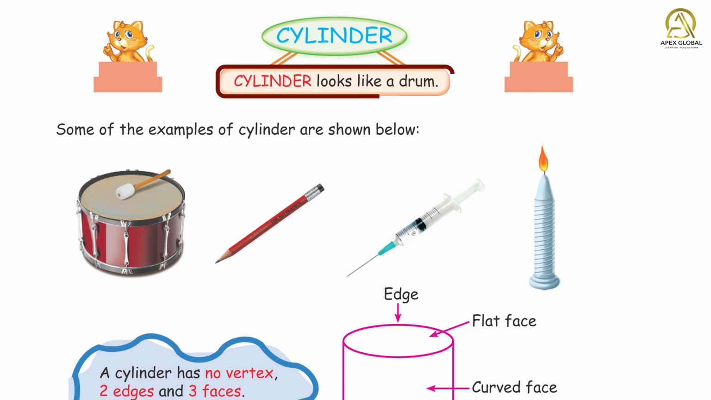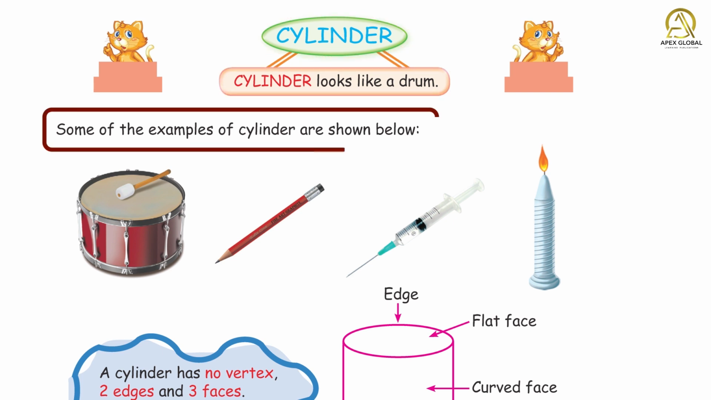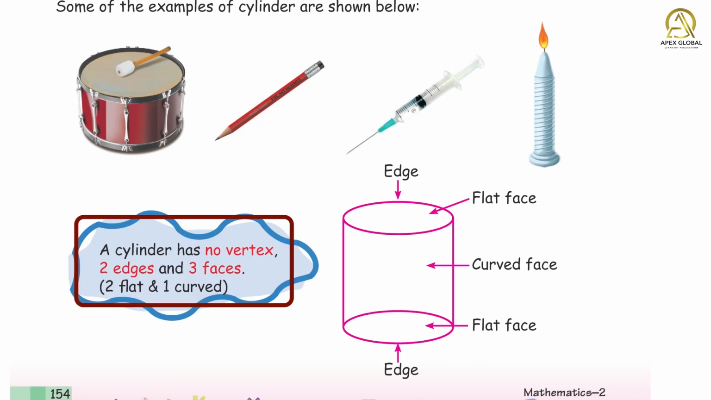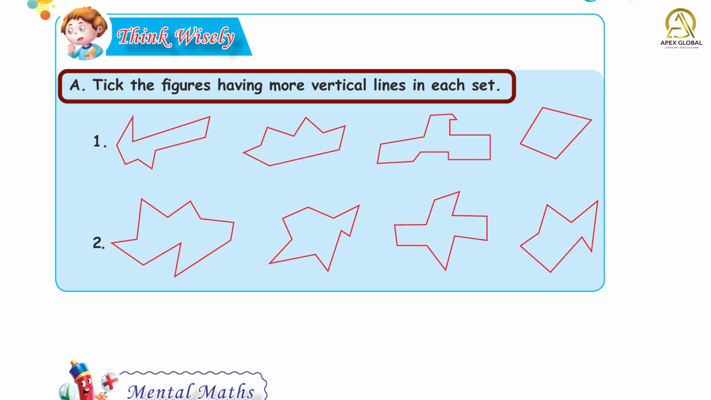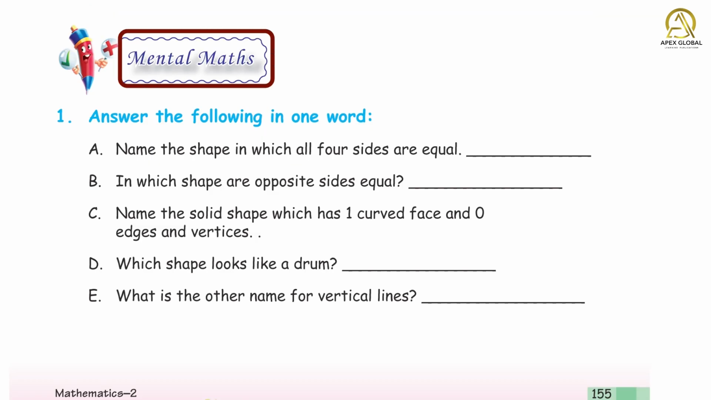Cylinder. A cylinder looks like a drum. Some examples of a cylinder are shown below. A cylinder has no vertex, 2 edges and 3 faces: 2 flat and 1 curved. Think wisely. A. Tick the figures having more vertical lines in each set. Answer: do it yourself.